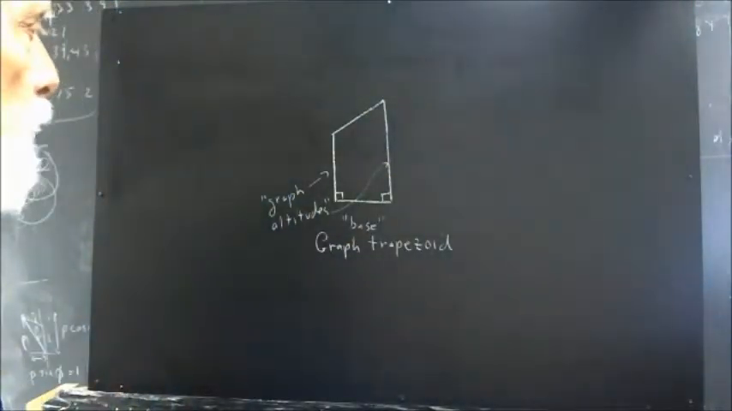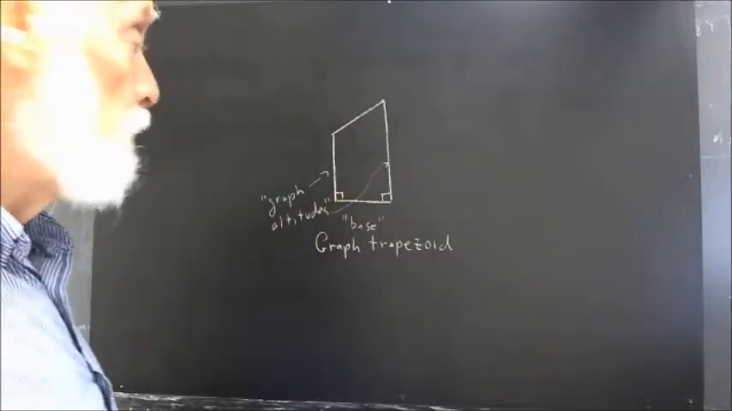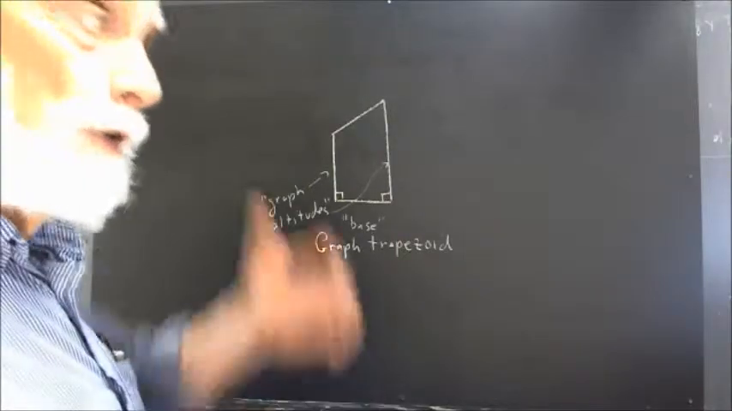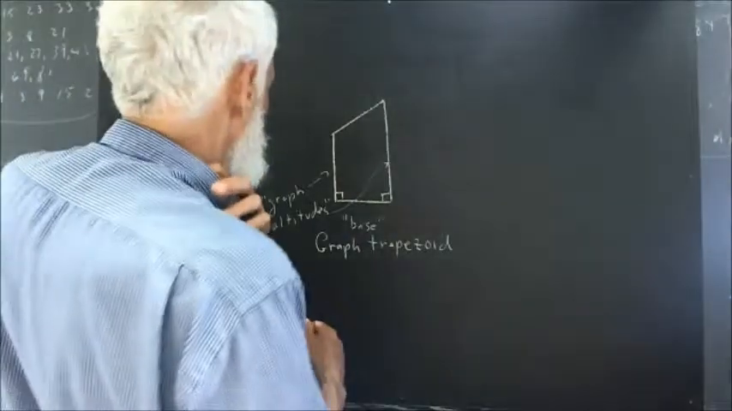Okay, now the question is, how can we reconstruct this trapezoid into a rectangle? Well, there are actually two ways to do it, and we've been over this several times. You had several opportunities to do it.